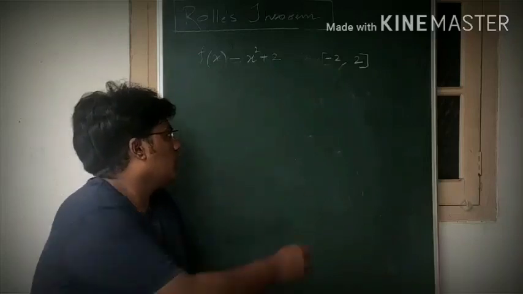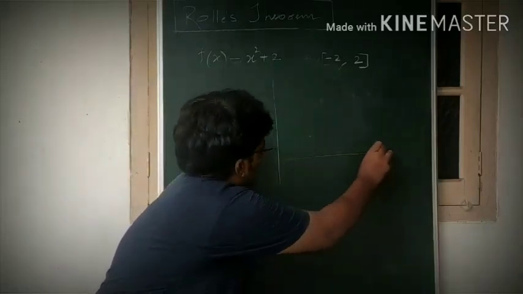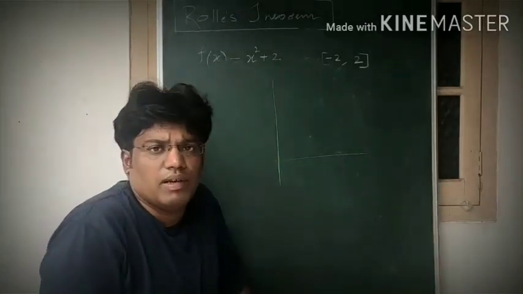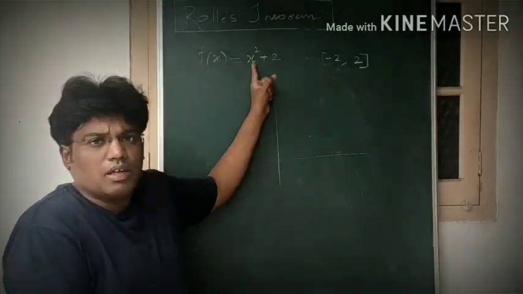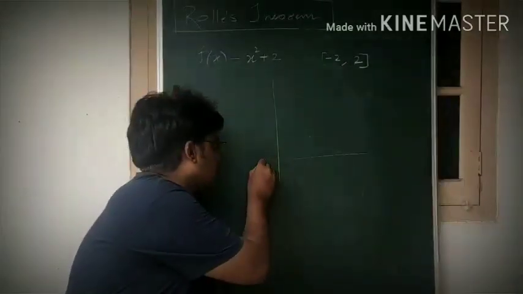Now look, what I do is I'll just give x values to this. First, when we put minus 2, what do we get? Let's mark something.